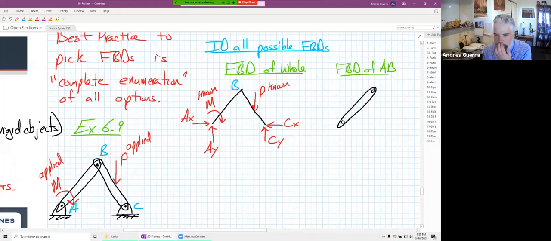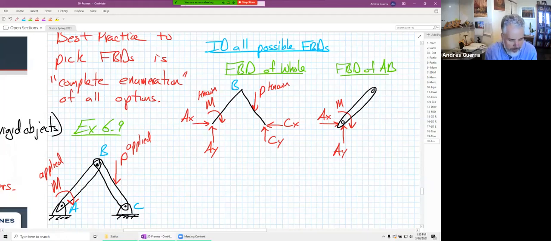This is one thing we have to watch out for with frames when we're looking at multiple possible FBDs, is that we don't want an FBD to contradict another FBD. We want to make sure that when we pick a direction for AX, we're consistent with that direction. So we picked AX to the right, so we better make sure that this is the same force that we're exposing for the FBD of the whole and the FBD of just A to B. And so we want to make sure that we draw those in the same direction. Okay, so we have AX and AY. We have our known M that's applied to our system there.